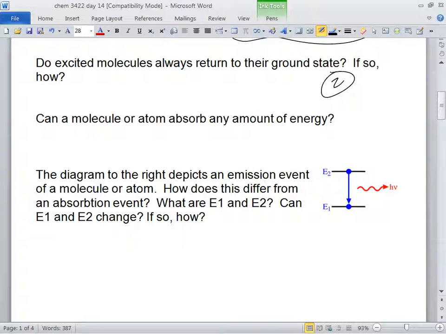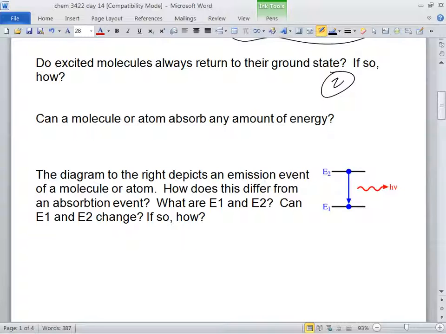Brandy, can a molecule or atom absorb any amount of energy at once? What's that? No, because those molecules have their quantized energy levels, right? You can shine any energy you want on it, but it's not going to absorb any energy.